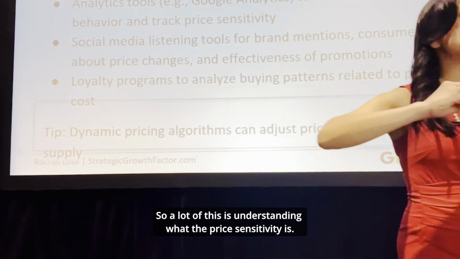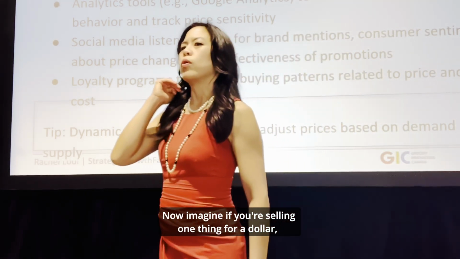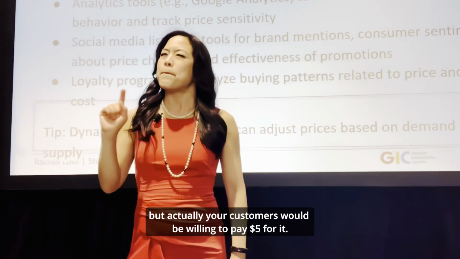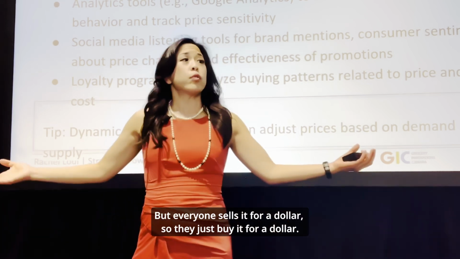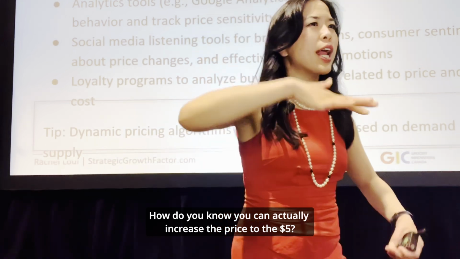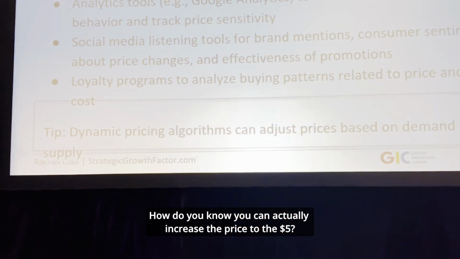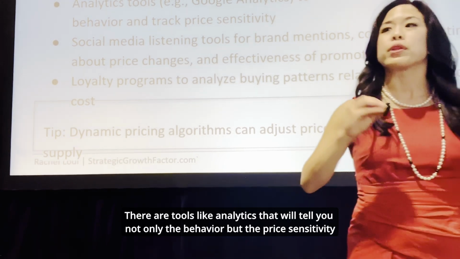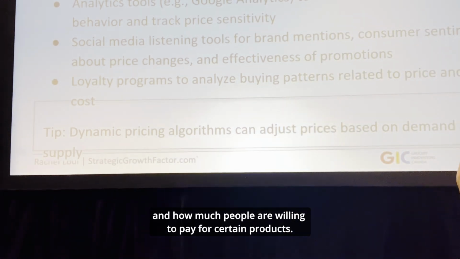So a lot of this is understanding what the price sensitivity is. Now, imagine you're selling one thing for $1, your next door neighbor grocery store is selling it for $1, but actually your customers would be willing to pay $5 for it. But everyone sells it for $1, so they just buy it for $1. How do you know you can actually increase the price to $5? There are tools like analytics that will tell you not only the behavior, but the price sensitivity and how much people are willing to pay for certain products.